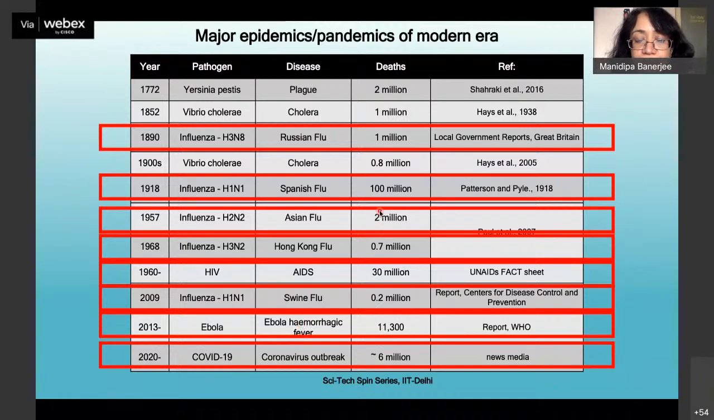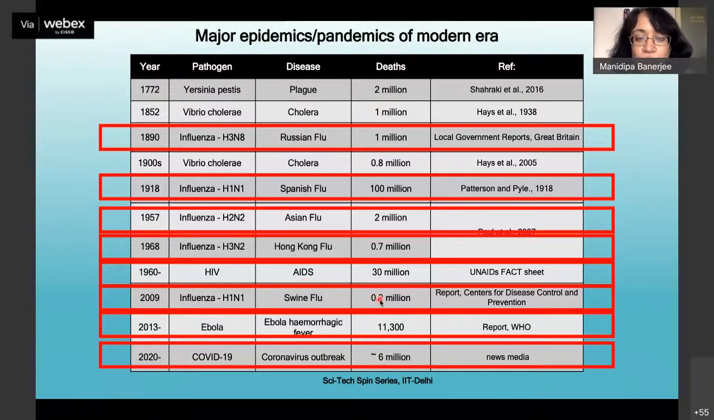However, the number of deaths is relatively much smaller compared to what happened during the Spanish flu. And we will get into that a little bit at the end of the talk, why that was, when we discuss virus evolution and our response. And among other viral epidemics or pandemics, we've had the HIV epidemic. The pandemic is continuing. It has killed about 30 million people.